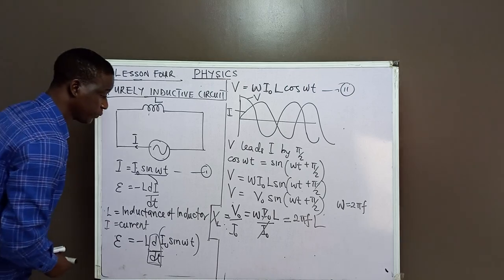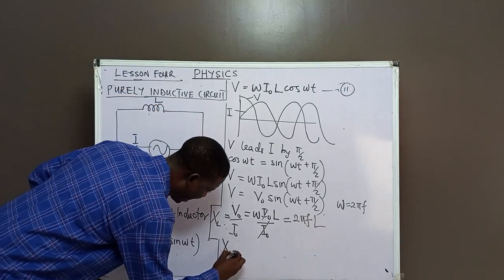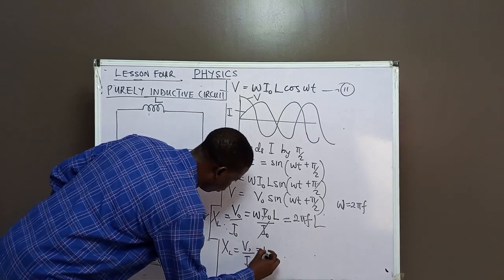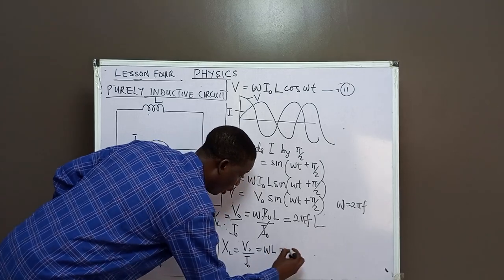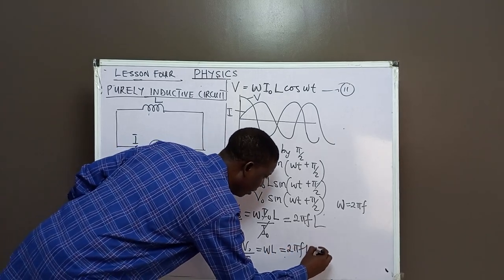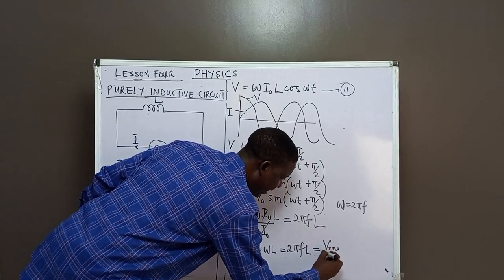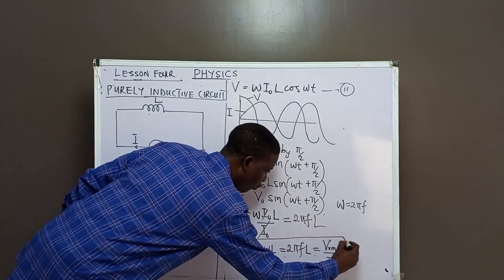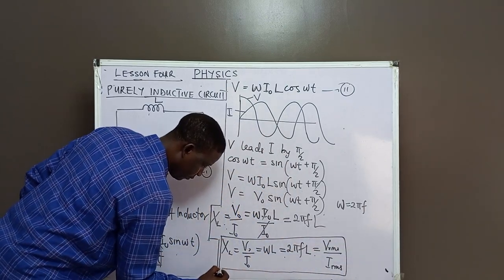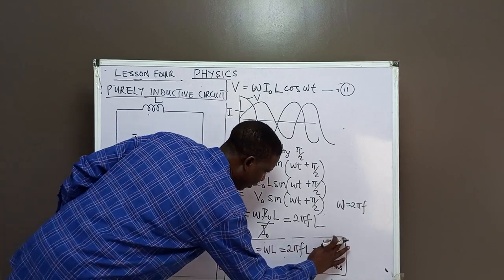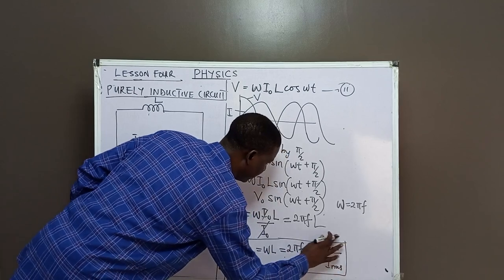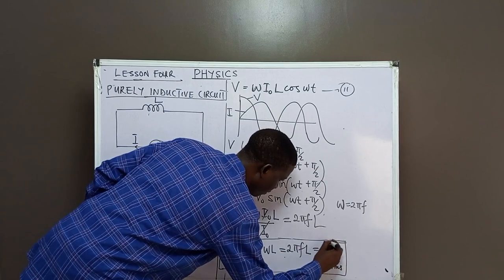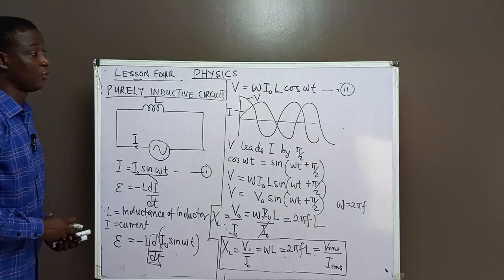Now, in conclusion, XL equal to V naught over I naught or WL or 2 pi FL or VRMS over IRMS. In case of anything you want us to find, we can find it within this scope. So take note of this formula. If you are writing, just circle that place with your red pen. Very, very important formula. So that is your formula for that.